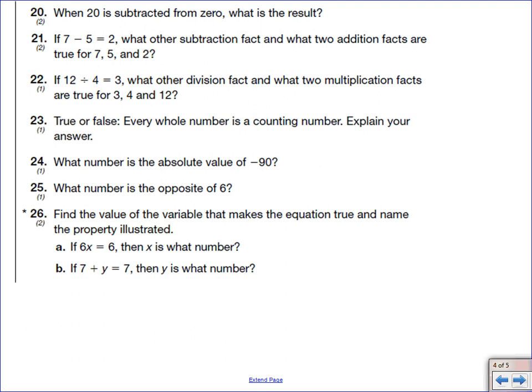When 20 is subtracted from 0, what is the result? Well, this is what that problem would read in math. 0 minus 20. Well, 0 take away 20 means that you're at -20.